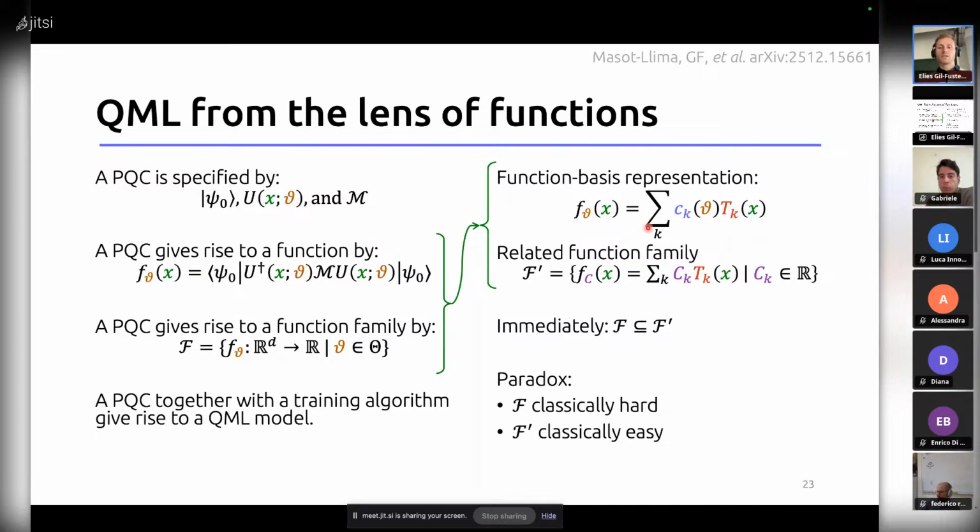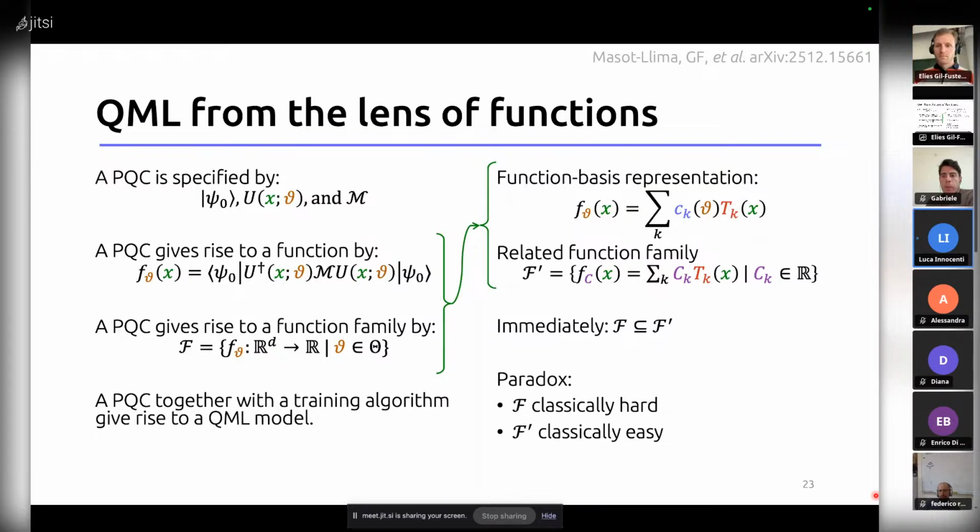Just because we know that the function is of this form, it doesn't mean we know the exact value of the function, because the map from theta to c_k of theta could be weird. But in the second function family, in f prime, we pretend that we have a list of parameters c_k. So if you just give me the parameters, I can evaluate the function directly. There's nothing that can go wrong. And it's a bit weird that the bigger function family is somehow easier in this sense. Does that make sense? Yes, please.